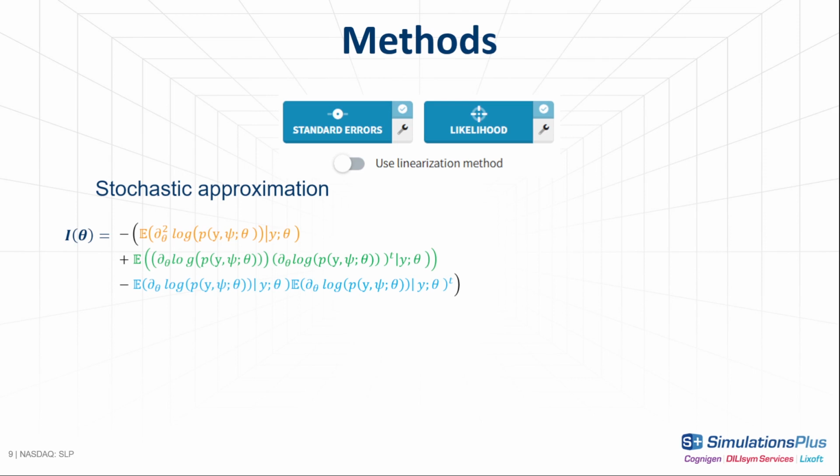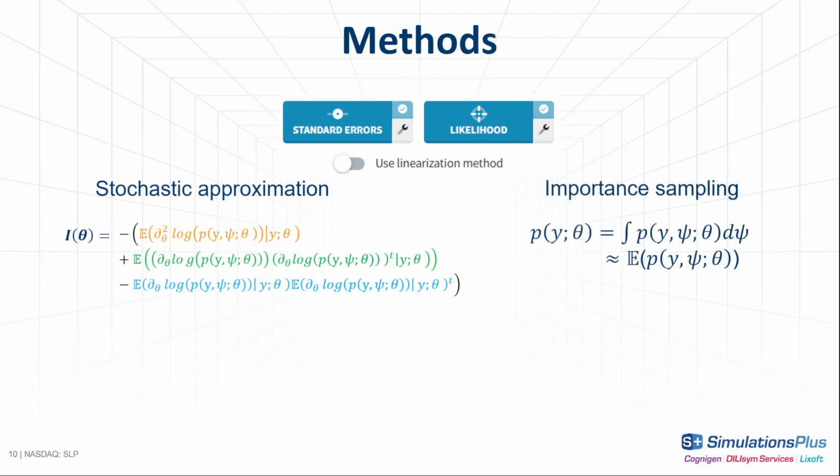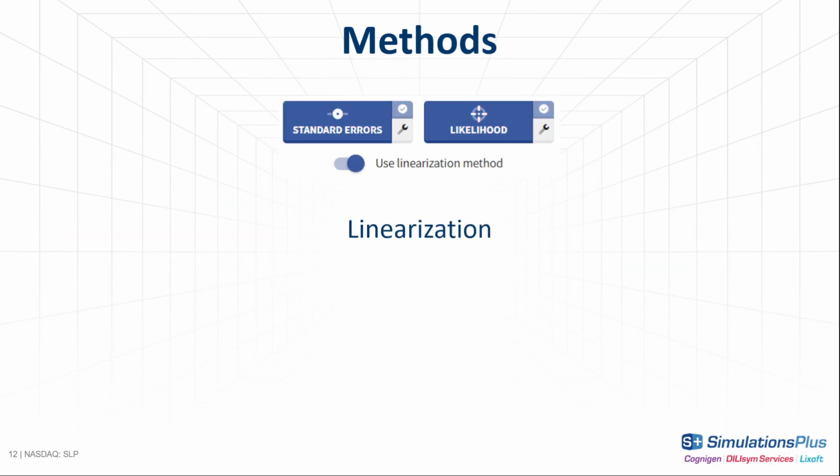To overcome this problem in the stochastic approximation, the Fisher information matrix is represented as a combination of conditional expectations which are based on the first and second derivatives of the likelihood. In the importance sampling method, we integrate over all possible values of individual parameters and express this integral as an expectation. In both cases, we approximate the expectations with a Monte Carlo procedure. Now, in the linearization approach, the true individual parameters are still unknown, but we assume that they are not too far from the empirical Bayes estimates, that is EBEs.